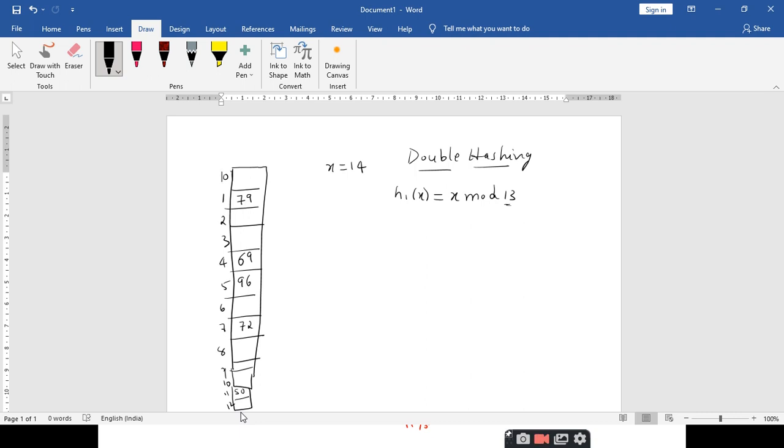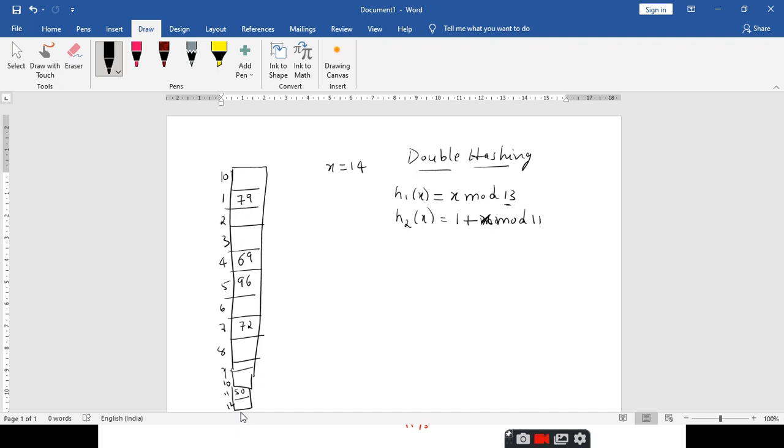Now I have to define another hash function, and I am defining it like this: h2 of x is equal to 1 plus x mod 11. Is there any thumb rule that you should always take h2 of x as 1 plus x mod 11 only? No, there is no thumb rule. This is how I am defining h2 of x, the second hash function.